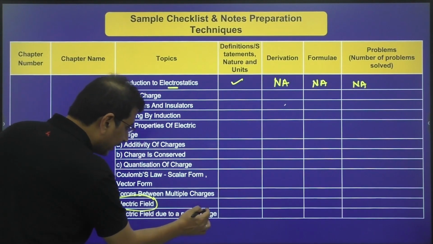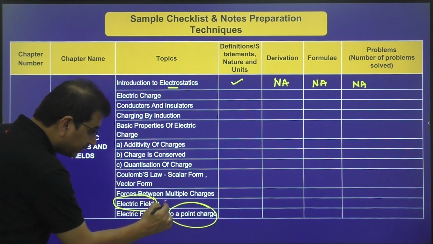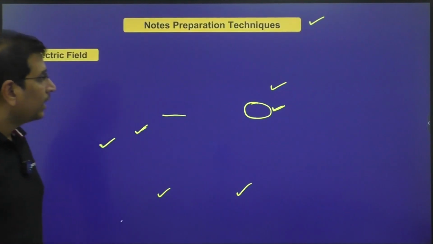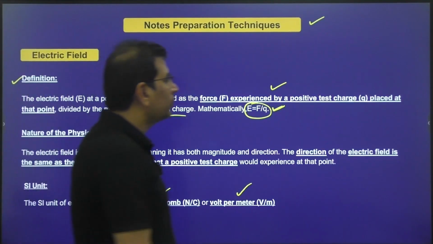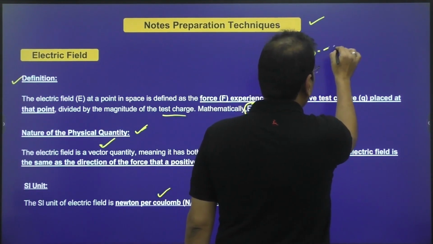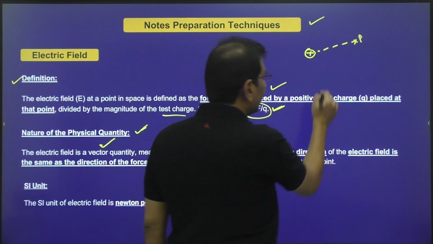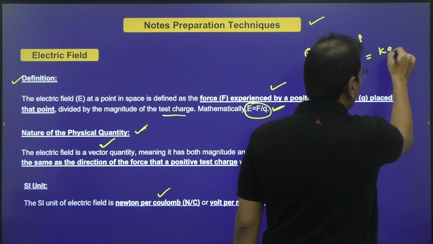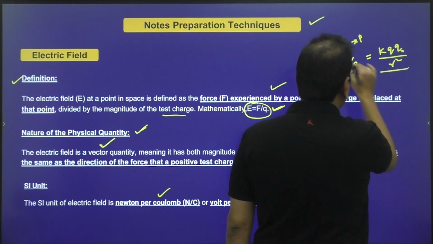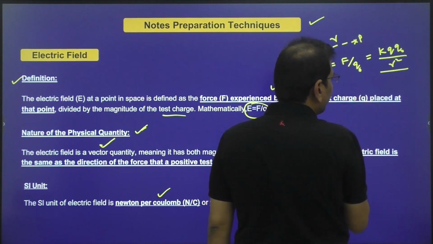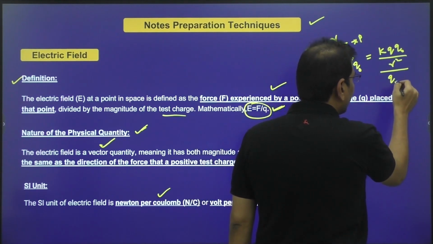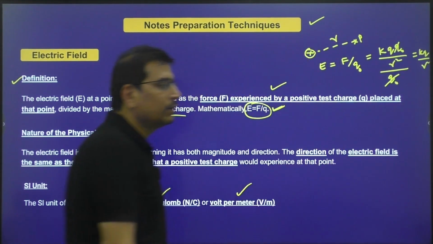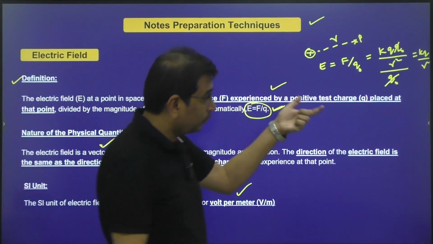But let's say there is a topic like the electric field due to a point charge. I understood what is electric field, the first part of it. Now I will do the derivation part for it. So how to do that? If I take a point charge, at a distance R the electric field is going to be F divided by Q naught, where Q naught is a test charge. I know that F is going to be K into Q Q naught divided by R square. So Q naught will get cancelled, and I'm going to get KQ by R square.